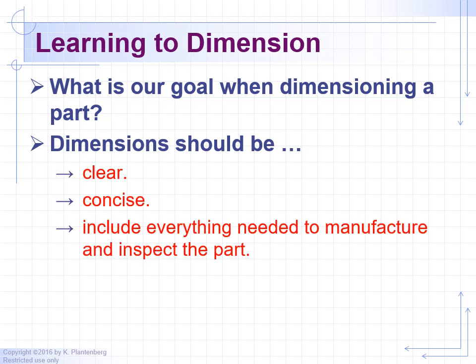Well, dimensions should be clear, right? So they should be relatively straightforward to read. They should be concise, meaning you don't want multiple dimensions showing the same thing, but they do need to include everything needed to manufacture and inspect the part. That's the kind of challenging part, particularly for someone just coming into CAD.